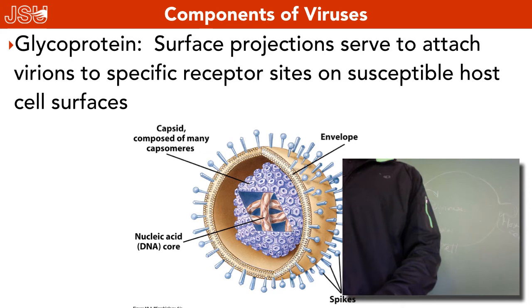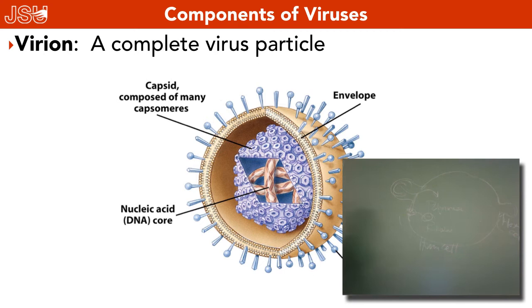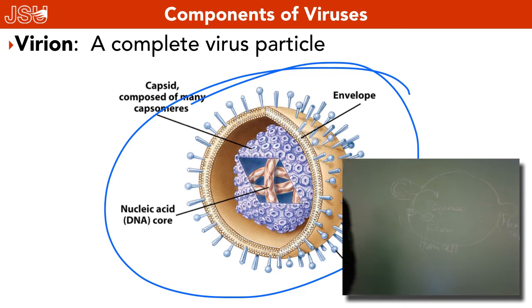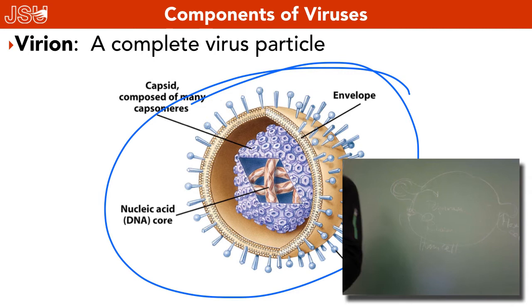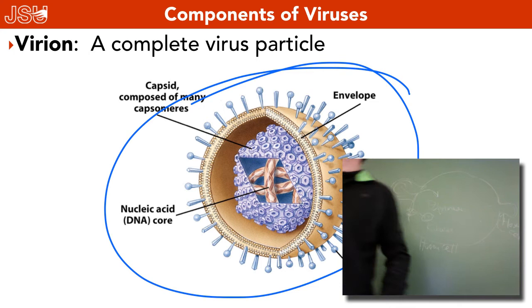And last, we have a virion. A lot of virologists will call these things just virions straight up. A virion is a complete viral particle. A lot of virologists will say, how many virions are there? They mean how many individual viruses are there, but a lot of times we'll call them virions. So the whole viral particle is a virion. All right, are we good with that?